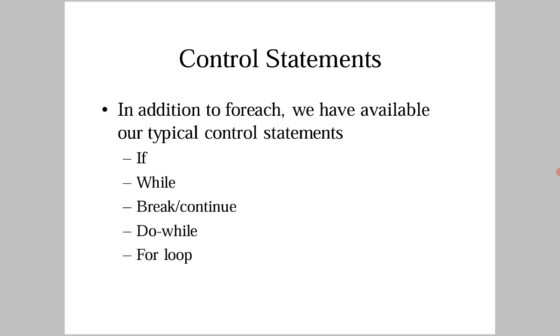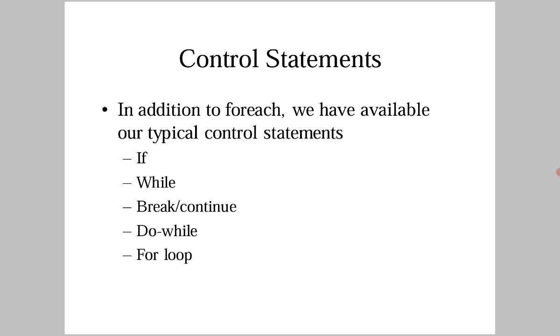So what are the different types of control statements? Control statement is also one of the compulsory essay type questions. The different types of control statements used in PHP are the if statement, while statement, break and continue statement, do while statement, for loop statement. So these are the five. Foreach is also another type of control statement used in PHP. It is not available in C and C++.